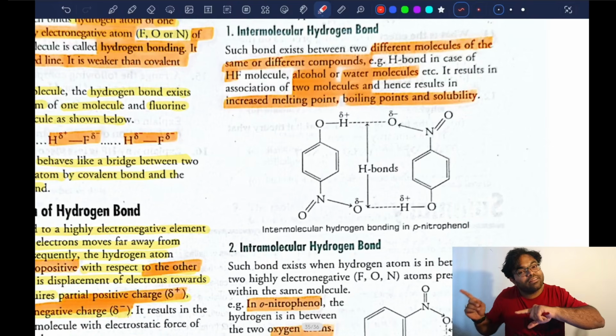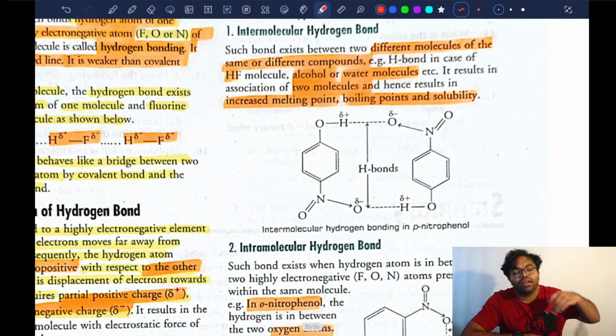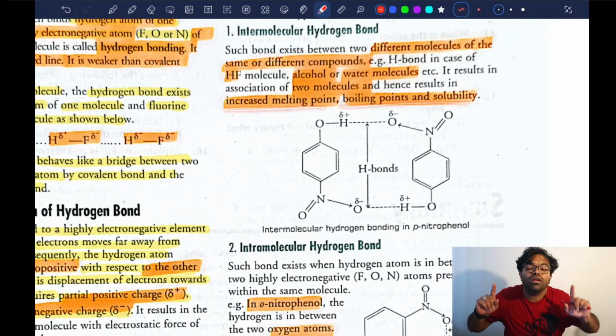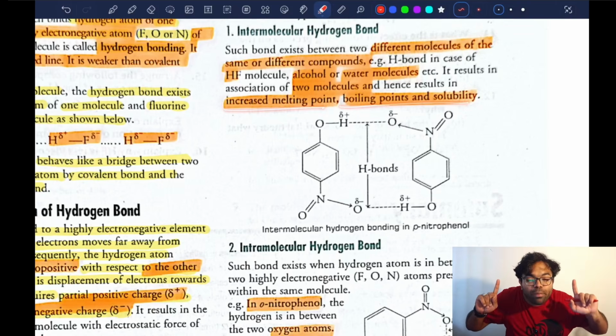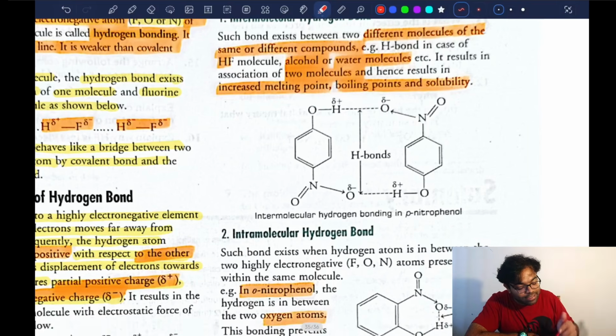Now, in the absence of hydrogen bonding, you did not require that much energy to boil a molecule, to convert the state of a molecule. But now that there are more bonds present between two different molecules, you have to provide more energy to break these bonds. Therefore, the melting point and the boiling point also increase. The more hydrogen bonds that can be formed between two different molecules, the more solubility you have, the more melting and boiling point you have. Okay, did you understand this?